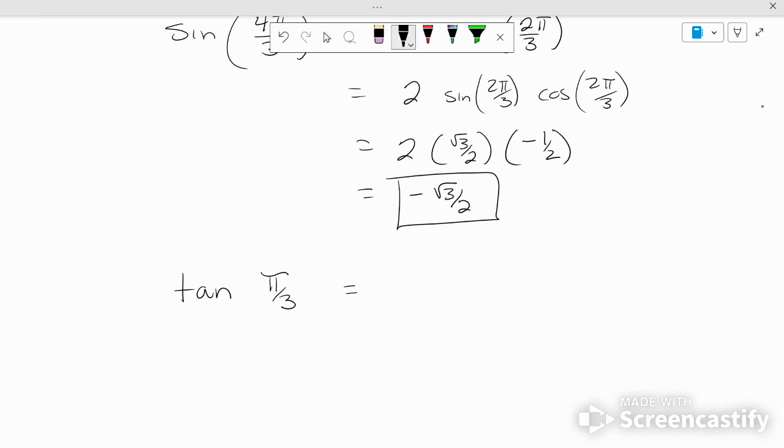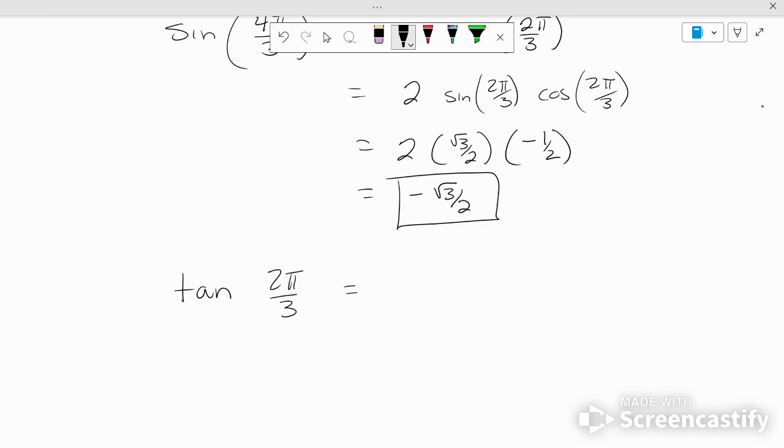Nah, let's not do that one. That's a bad problem. Let's do the tangent of, what should we do the tangent of? Let's do 2 pi over 3. There we go.